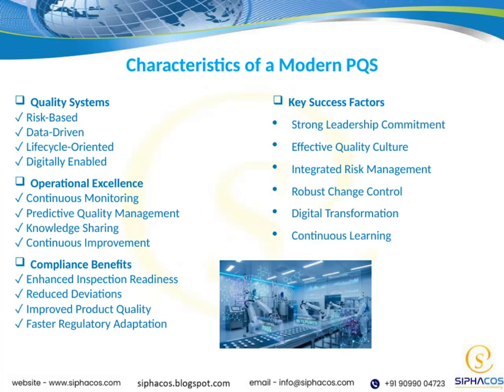To succeed, we need several key factors working together. Strong leadership commitment sets the tone from the top. An effective quality culture keeps everyone aligned. Integrated risk management and robust change control help us stay ahead of challenges. Digital transformation and continuous learning keep us evolving. A modern product quality system is risk-based, data-driven, life-cycle-oriented, and digitally enabled. Operational excellence means continuous monitoring, predictive quality management, knowledge sharing, and ongoing improvement. All this leads to real compliance benefits: better inspection readiness, fewer deviations, higher product quality, and faster adaptation to regulations.